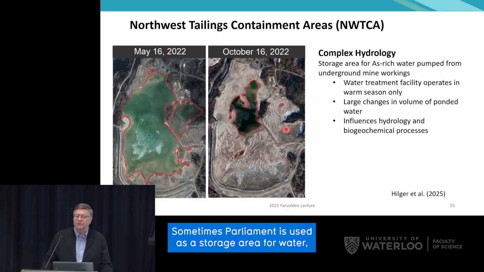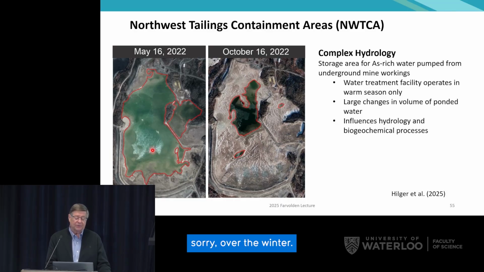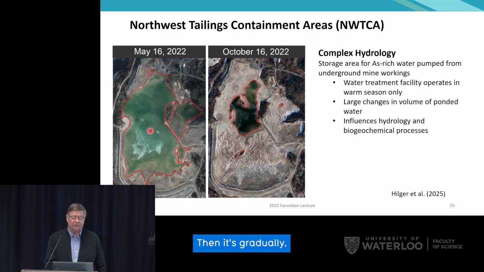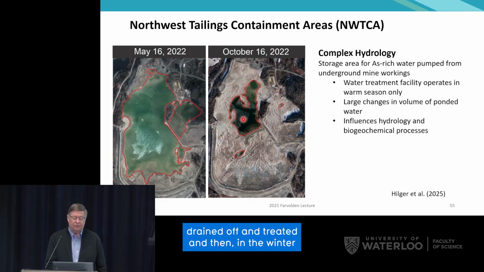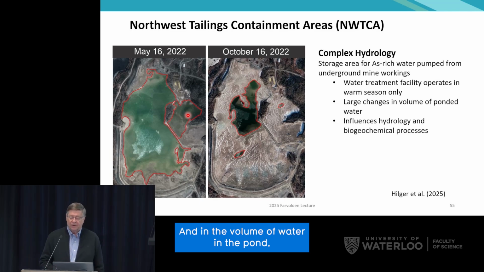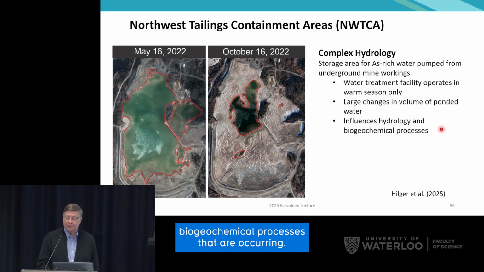The tailings impoundment is used as a storage area for water throughout the year. So in the springtime and over the winter, water is stored on the top of the tailings impoundment, and then it's gradually drained off and treated. And then in the wintertime, again, they start adding water to the pond. So there's a cyclical change in the volume of water in the pond, which really affects the hydrology and the biogeochemical processes that are occurring.